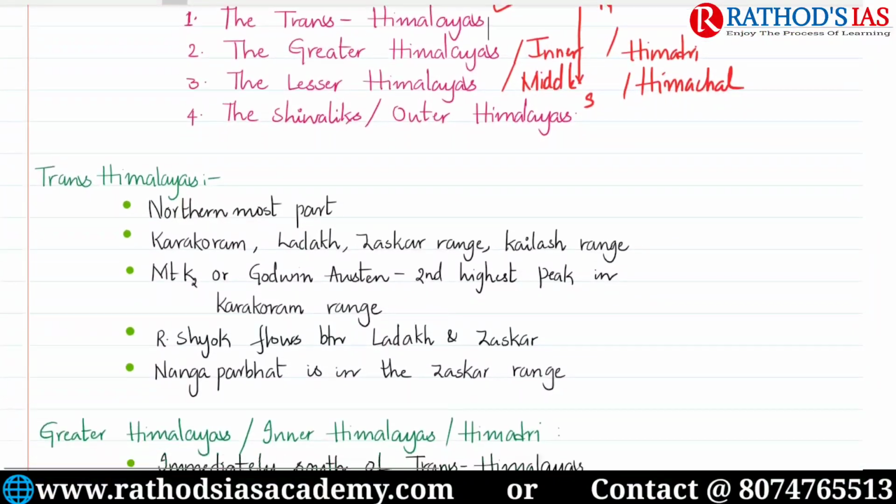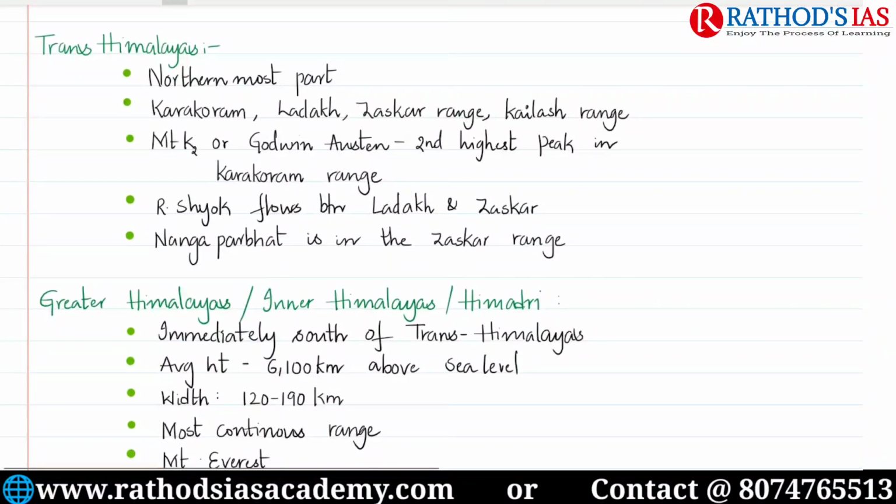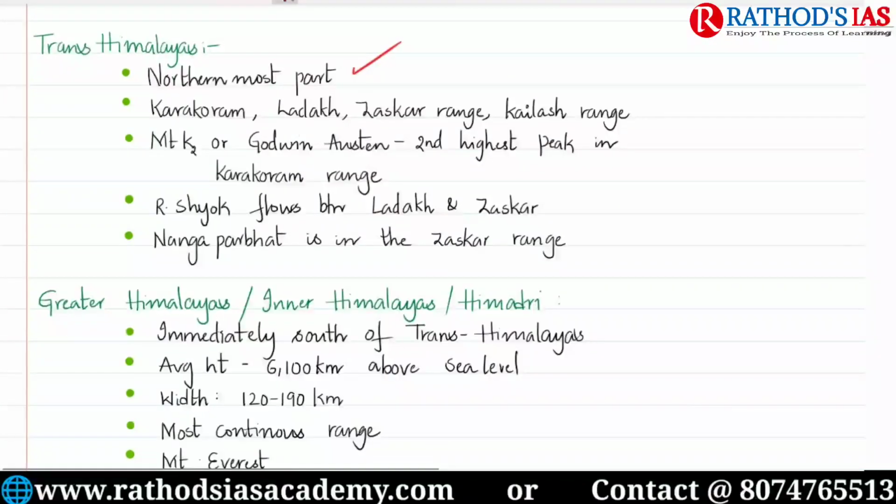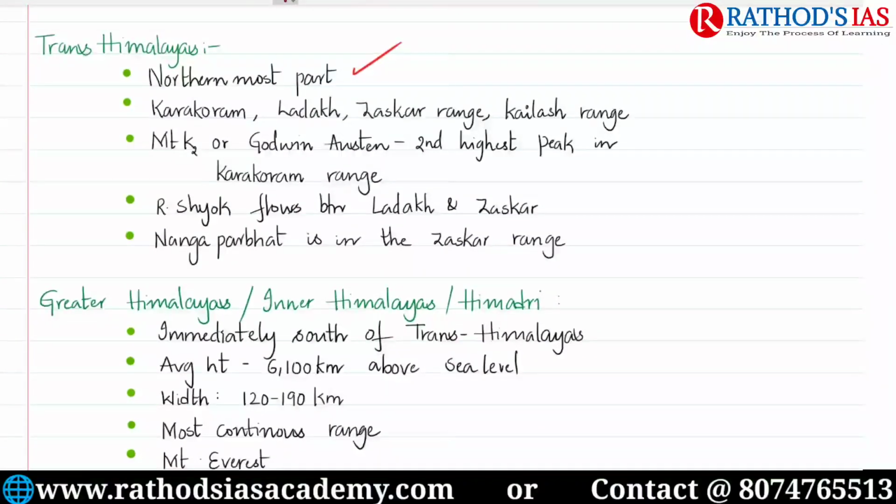Now let us see some important facts regarding all these physical divisions. We are talking about the Trans-Himalayas. It is the northernmost part. Some important ranges like the Karakoram range, Ladakh range, Zaskar range and Kailash range are seen in this northernmost part of our Himalayas.